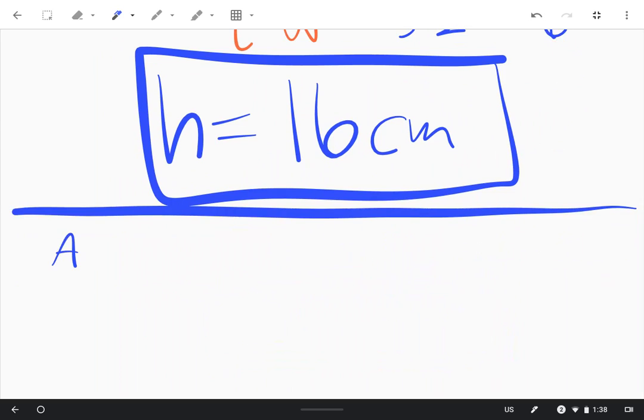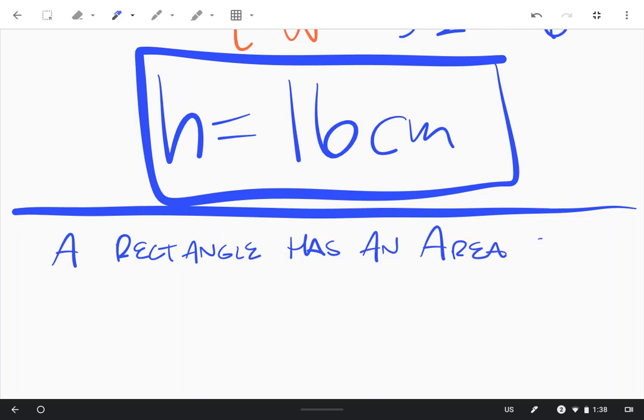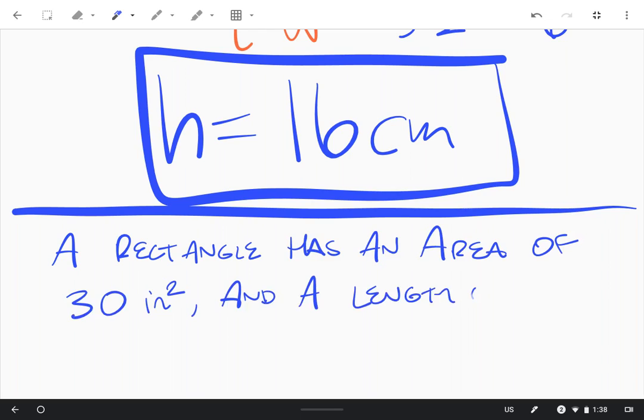Says this: a rectangle has an area of 30 inches squared and a length of 6 inches. What is the width?